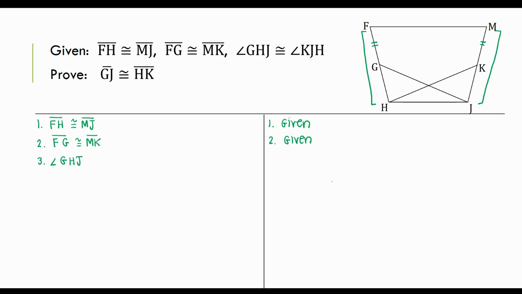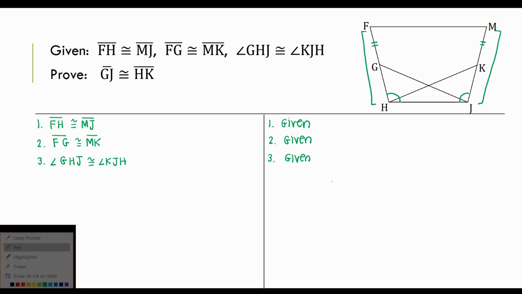that the angle GHJ is congruent to the angle KJH because it is given. So GHJ is this angle. KJH is this angle. So while there are overlapping triangles in here, because there are quite a few triangles, there are actually some shapes that are not triangles as well.